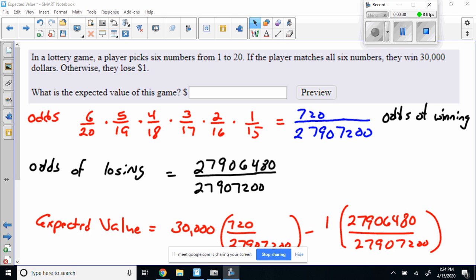So the odds of winning is picking all 6 numbers out of 20, 5 numbers out of 19, right? 4, 18, 3, 17, 2, 16, 1, 15, right? So the odds of winning are 720 over 27,907,200, right? Not $200.